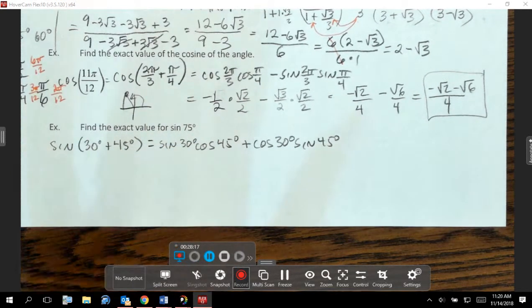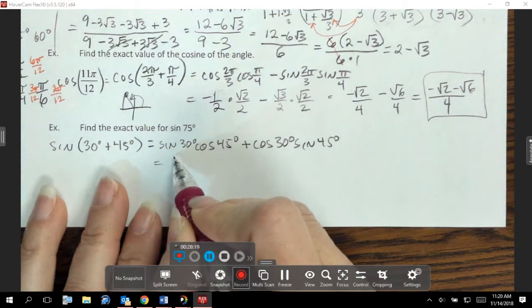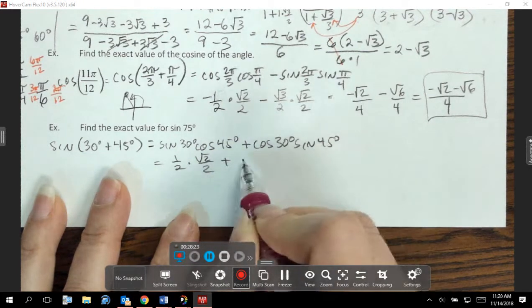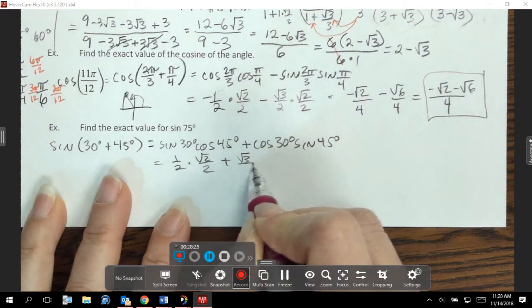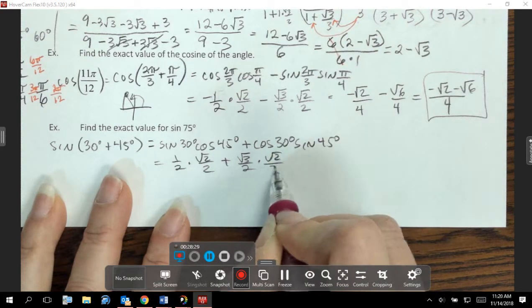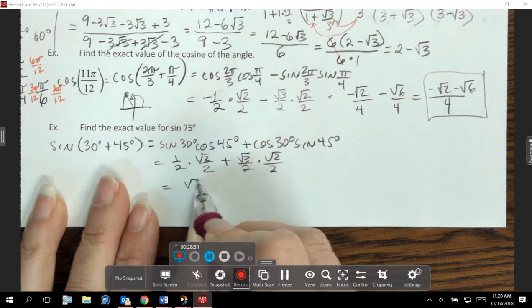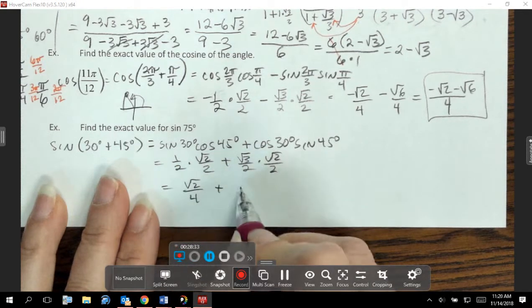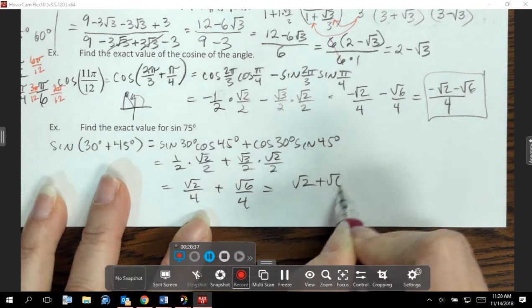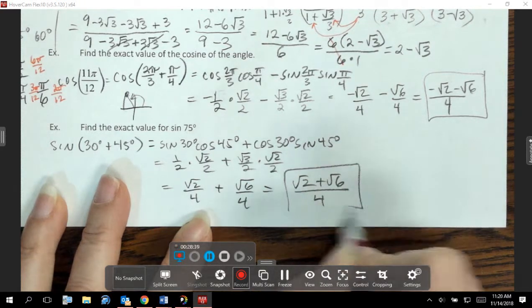Then I need to know my sine at 30 degrees, half, and then cosine at 30 degrees, radical 3 over 2, sine of 45 degrees, radical 2 over 2. So we get radical 2 over 4 plus radical 6 over 4, radical 2 plus radical 6 over 4.